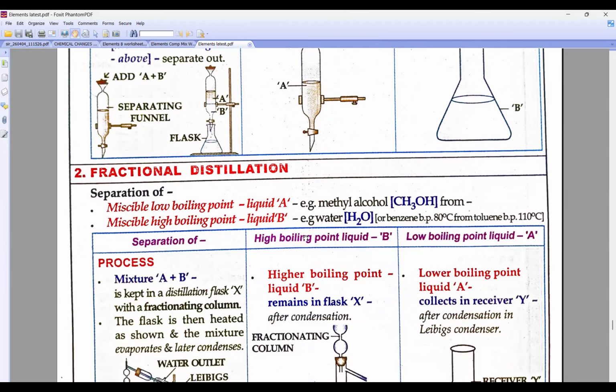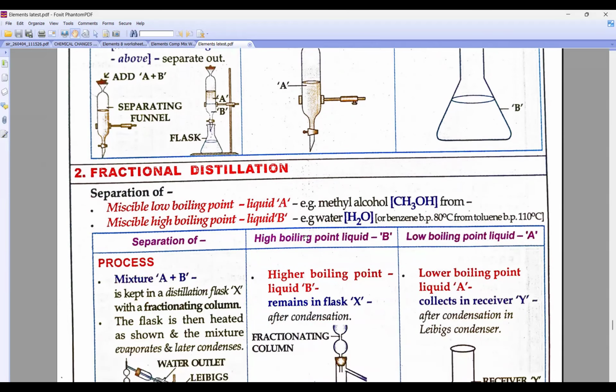Boiling. Okay, so which liquid will evaporate first? The one which has the lower boiling point, then the higher. Now in the exam they will ask you alcohol and water. How do I separate alcohol as low boiling point, and water as high?